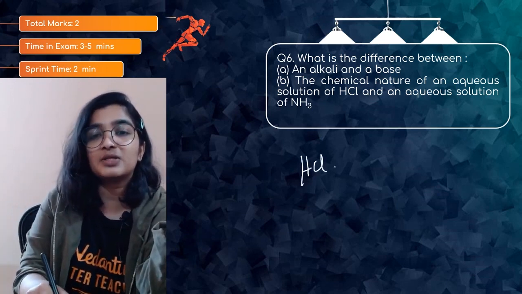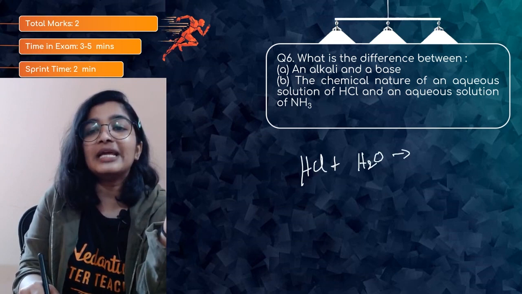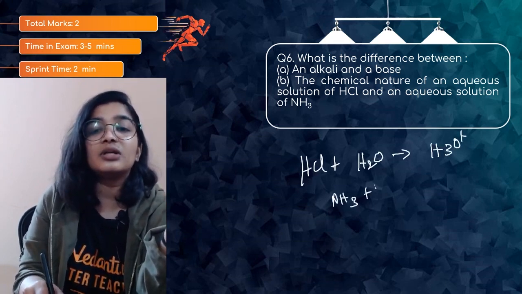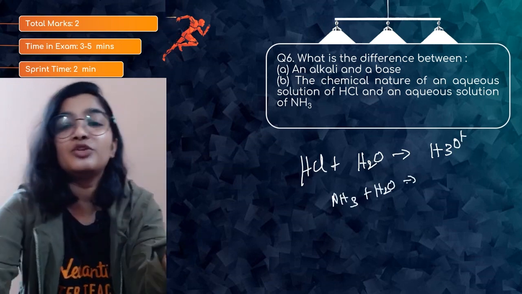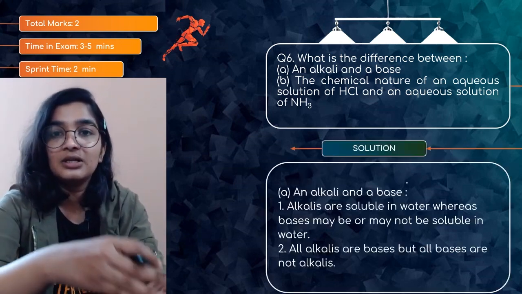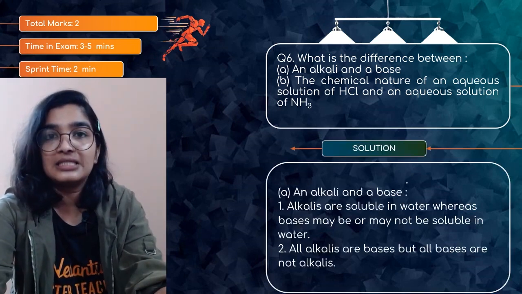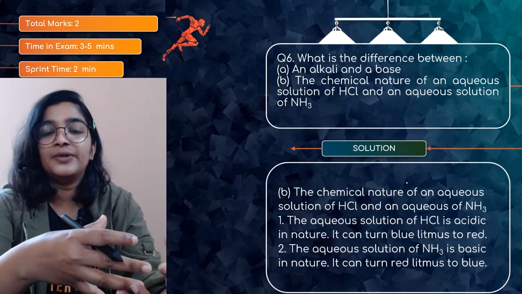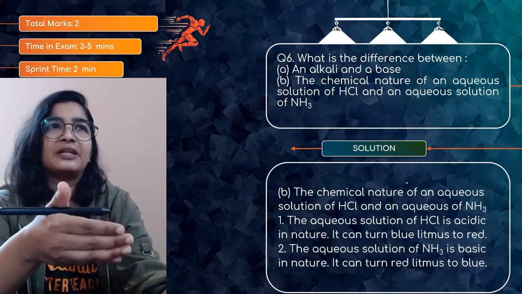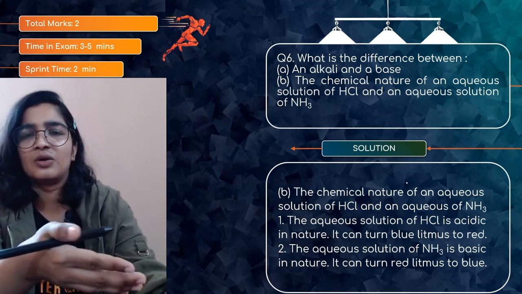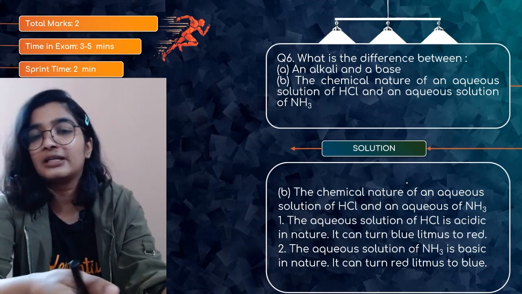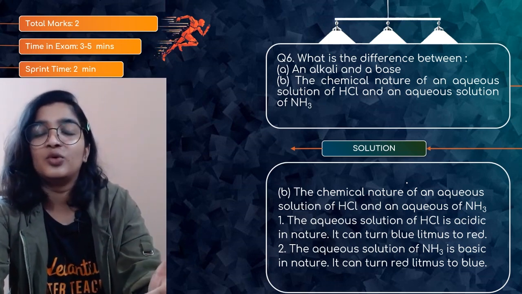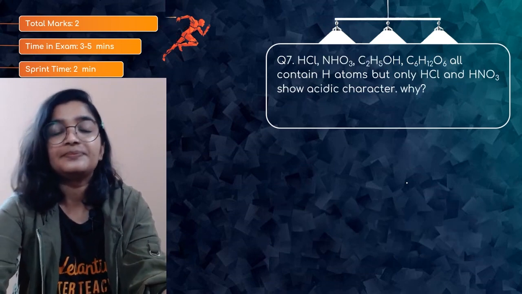Coming to the chemical nature of an aqueous solution of HCl and an aqueous solution of NH3. Obviously HCl plus water, you will get H3O+ ion. But NH3 in water will produce OH- ion. So ammonia solution is basic in nature, whereas HCl is acidic in nature. Even if you tell it from the perspective of litmus, or how it changes the color of an indicator, that is also fine. But HCl is acidic and ammonia solution is basic in nature.